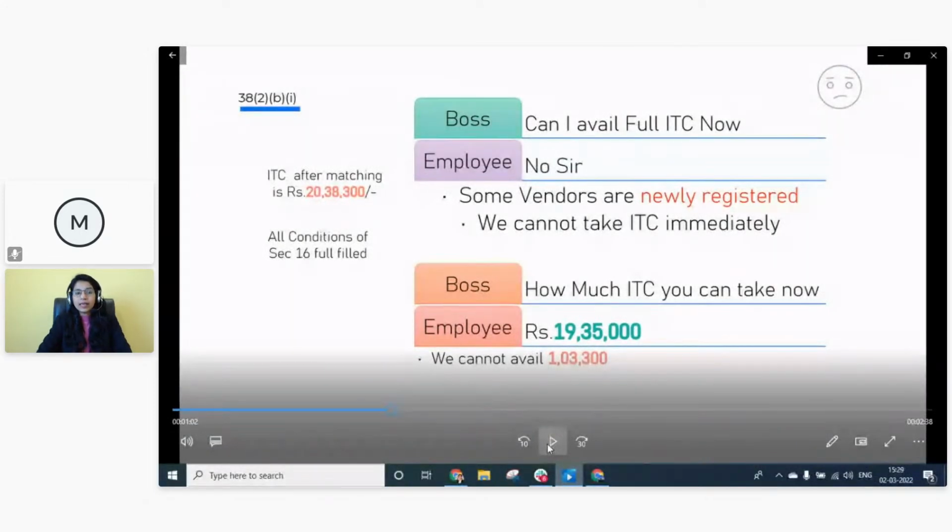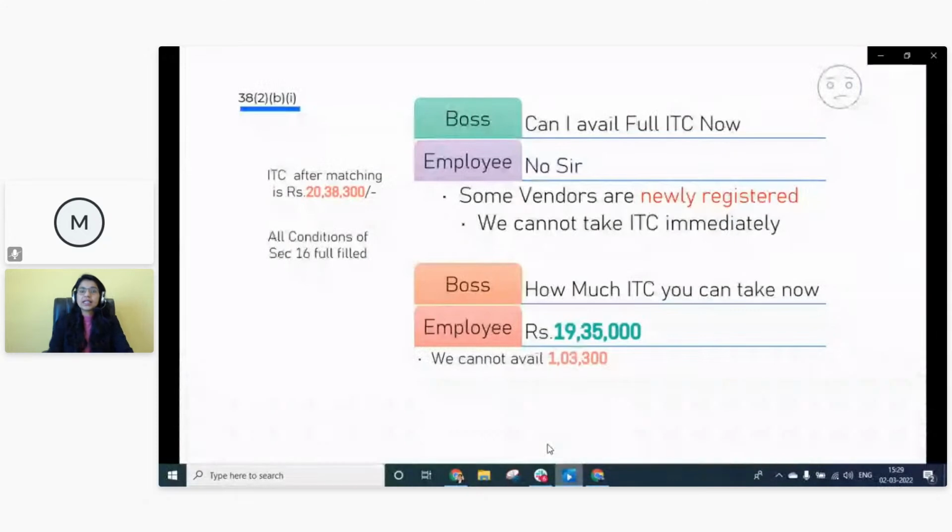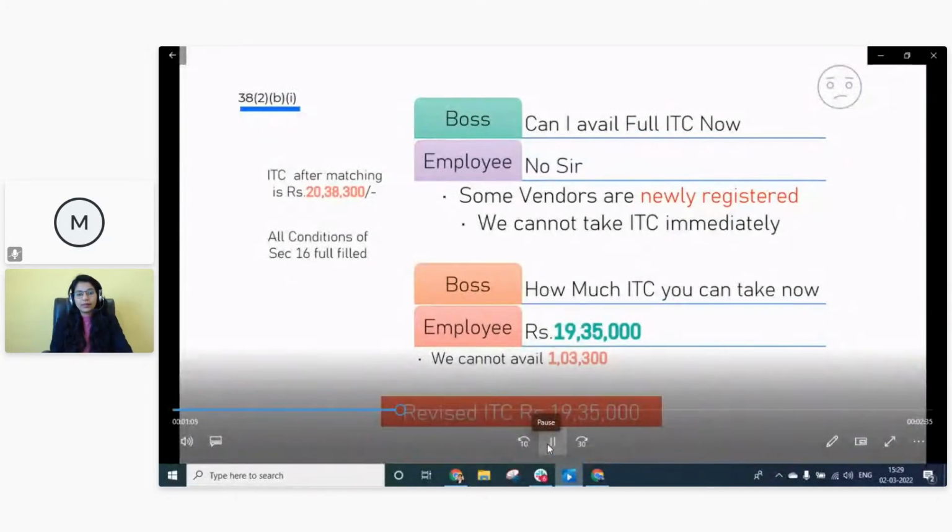So now what will be the impact on my ITC over here? If I am purchasing from a newly registered vendor, then my ITC will again get reduced. So earlier it was 20,38,300. Now this will get reduced to 19,35,000, assuming that 1,03,300 was the purchases from the newly registered vendor. Which means one condition of section 38 is that we have to look into the vendors who are newly registered, and the government will tell us that within this time limit you cannot claim the ITC.